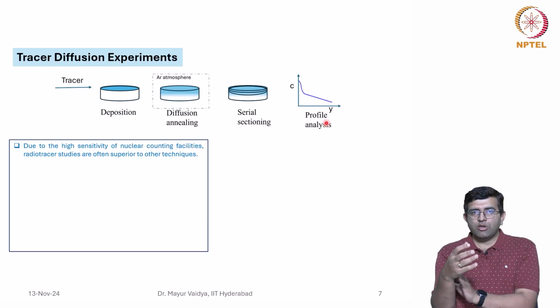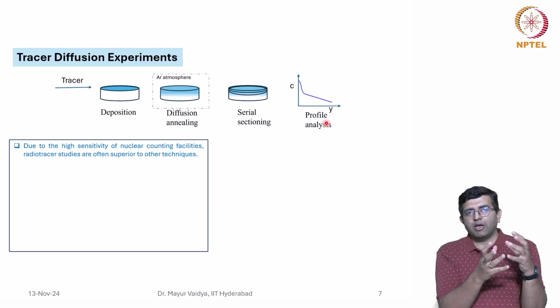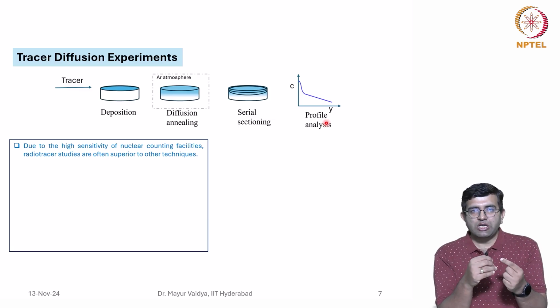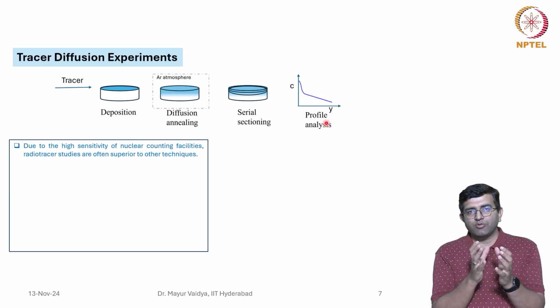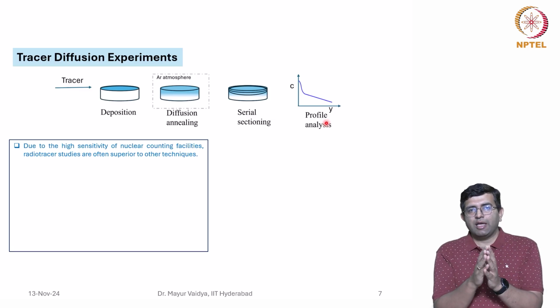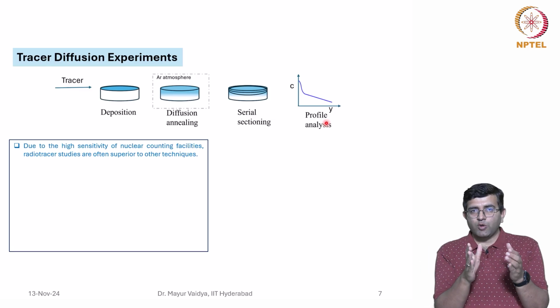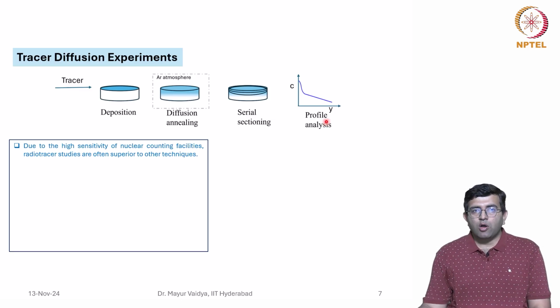If you use microscopic characterization, the very low concentrations you cannot measure. Whereas with the tracer, because you are measuring the radioactive counts, you can detect even ppm amounts of the tracer present. Therefore, these are very sensitive techniques, and as you saw in the first table that I showed, in the tracer diffusion technique you can cover a long range of diffusivity. You can measure very, very low diffusion coefficients using tracer techniques because of the sensitivity of the nuclear counting facilities.